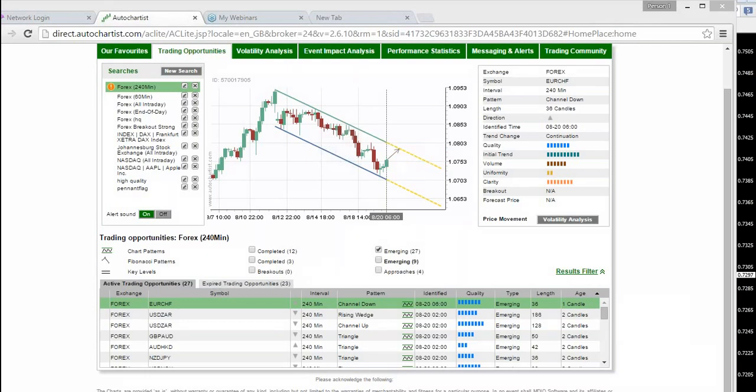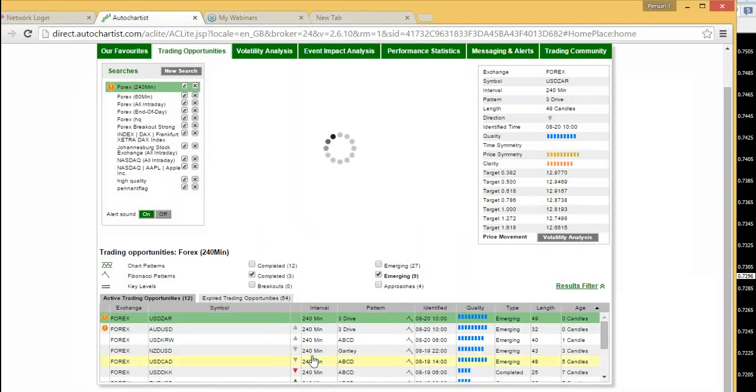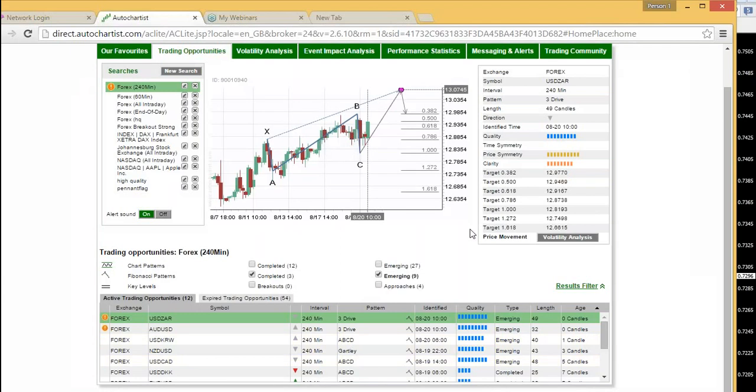Okay, then we have Fibonacci patterns. Now, Fibonacci was put into Autochartist really as a secondary type of pattern. It's not our main focus. Our main focus are really the support and resistance type chart patterns. And Fibonacci was just put in as an extra thing, and we don't really give it much attention, to tell you the truth. It's just, like I said, an extra thing, and therefore we don't really bother about performance statistics with it.